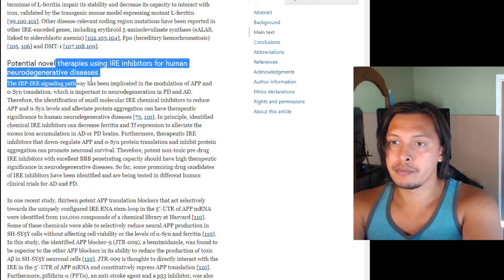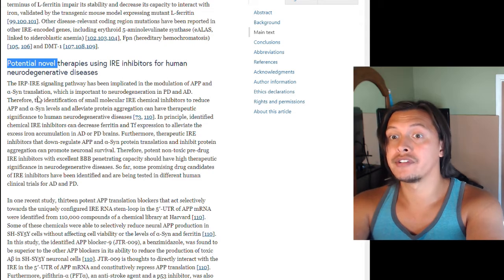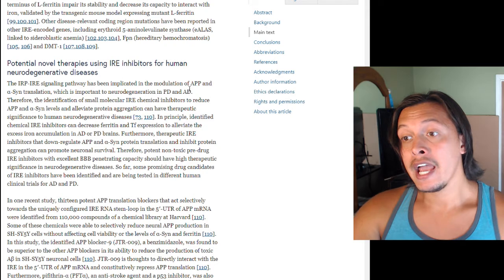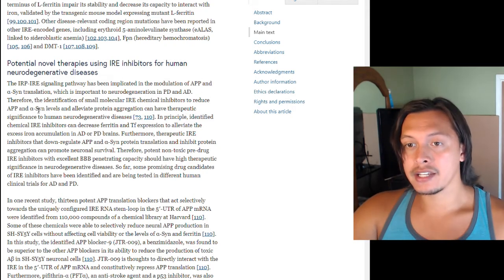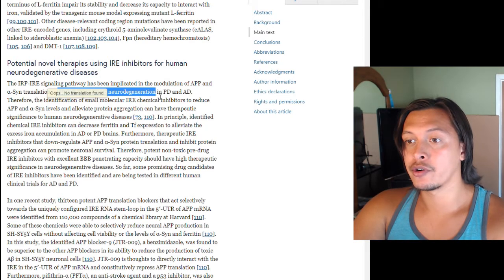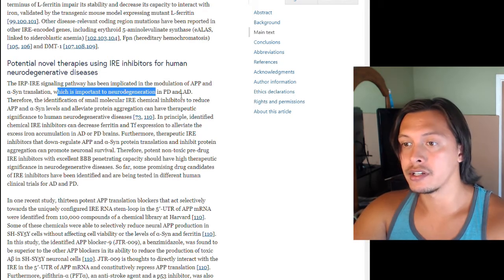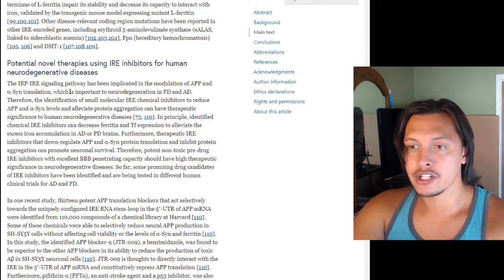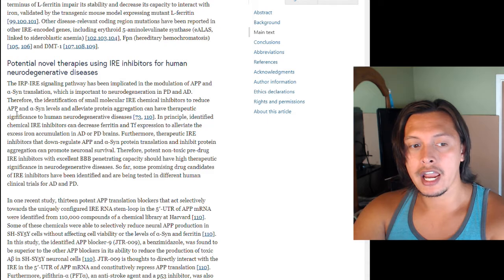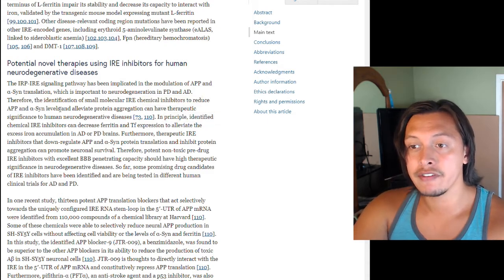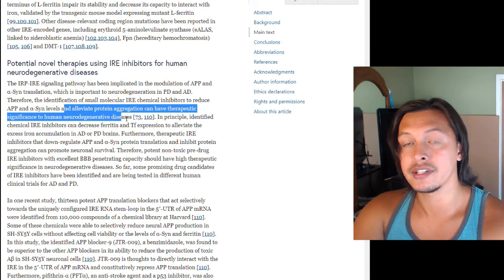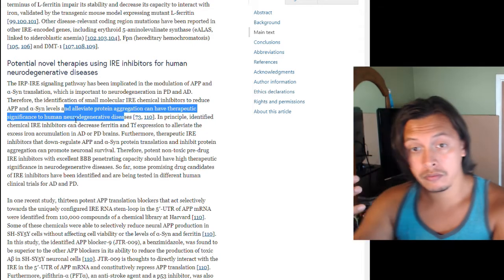So, potential novel therapies using IRE inhibitors for human neurodegenerative diseases. The IRP-IRE signaling pathway has been implicated in the modulation of amyloid precursor protein and alpha-synuclein translation, which is important in the neurodegeneration of Parkinson's disease and Alzheimer's disease. Therefore, the identification of small molecular iron response element chemical inhibitors to reduce APP and alpha-synuclein levels and alleviate protein aggregation have therapeutic significance to human neurodegenerative diseases. So this is a target.